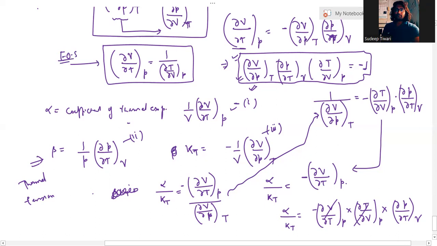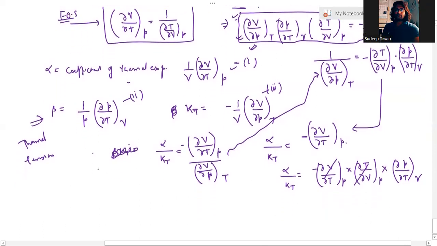Okay, so from here it is clear that I can also write this thing, that is alpha upon KT is equal to del P upon del T at constant volume. So del P upon del T at a constant volume is nothing but it is equal to P times beta. So what you've got: pressure into beta into kappa T is equal to alpha. I hope it is clear.